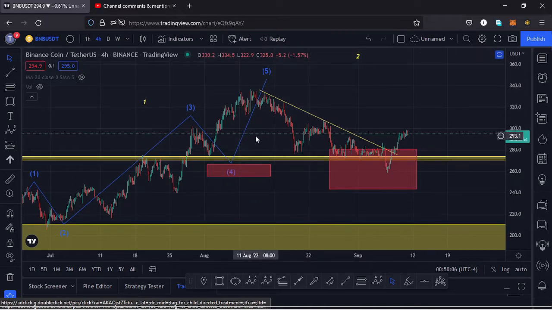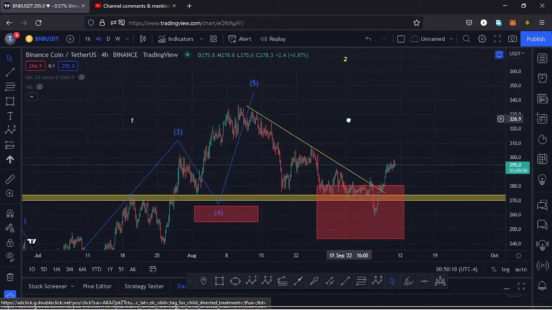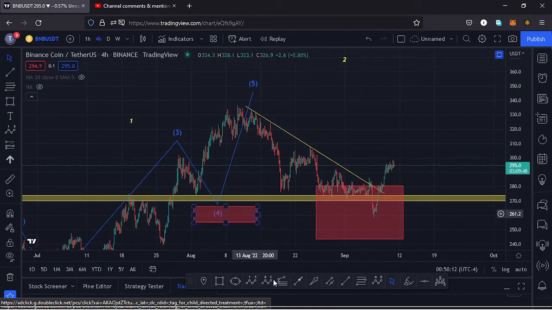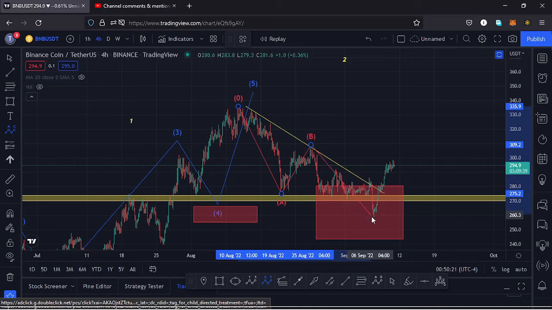And within a wave 2, because it's a corrective wave, we also expect to see an ABC corrective movement over here. And I believe we can also see that structure right here, having this as the wave A, then we saw a wave B, then continued pushing lower, which took us back to around the $258 mark in the formation of a wave C.